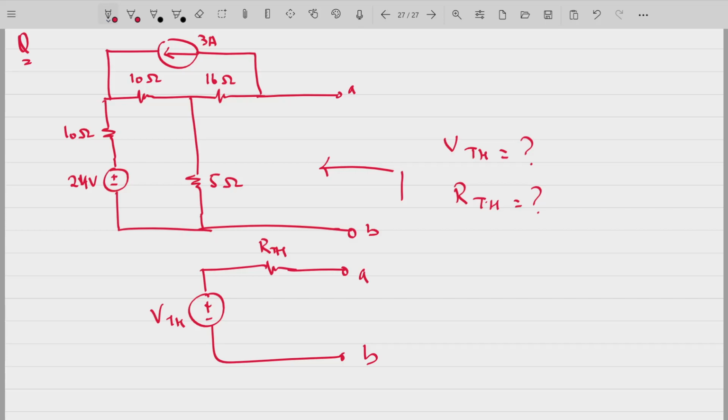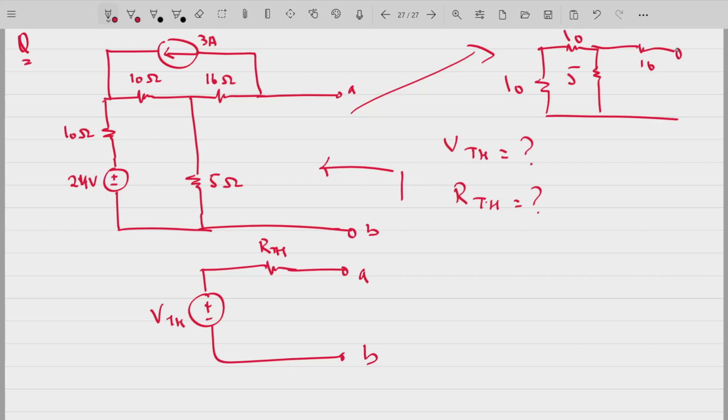3 ampere source तो गया, 24 volt short हो गया, 10 और 10 आपके series में आएंगे, so that's 20 ohms. 20 ohms in parallel with 5 ohm resistor. Fine. So this circuit will look something like this. ये आपका 10 ohm resistor हो गया, 10 ohm resistor हो गया, 5 ohm resistor, 16 ohms. So 10 and 10, 20. Parallel with 5 is 4 ohms. 4 and 16 then are in series. So you are getting RTH equal to 20 ohms.